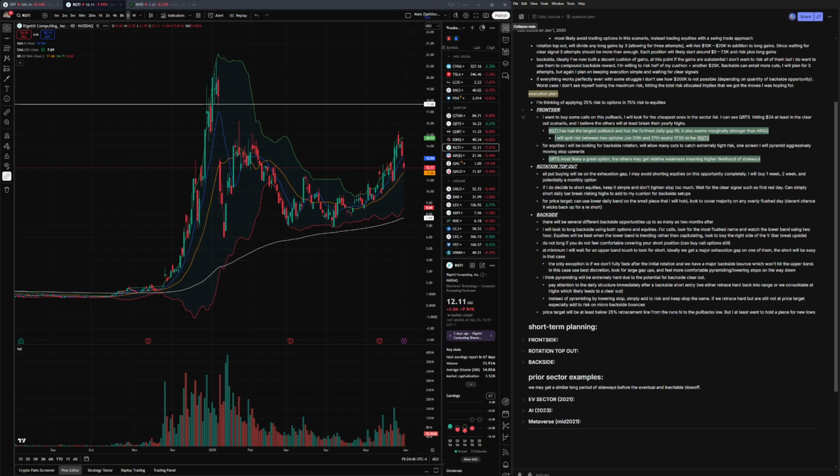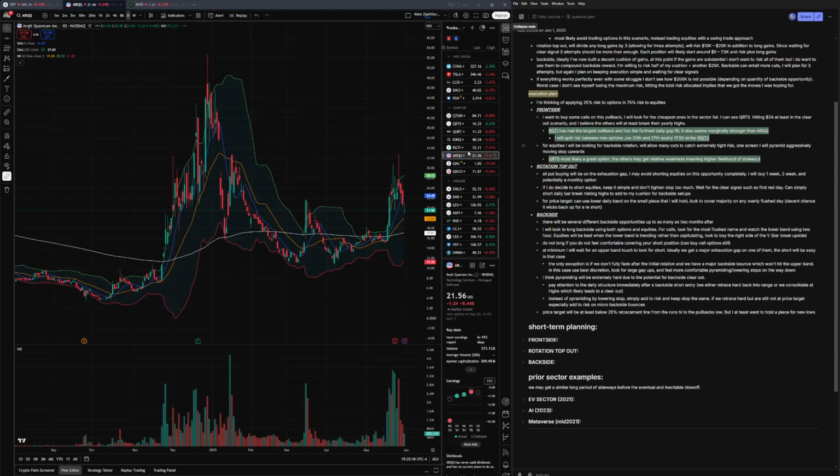So here on the front side, I'm planning my execution. Right now, we're in front side. So right now I want to buy some calls on the pullback. Monday I'm looking into RGTI. I feel like this is the best one out of the other smaller cap ones because we've pulled back the hardest and we've also gotten the furthest away gap fill on the daily. Also, the options are pretty good. It's got a pretty good book.